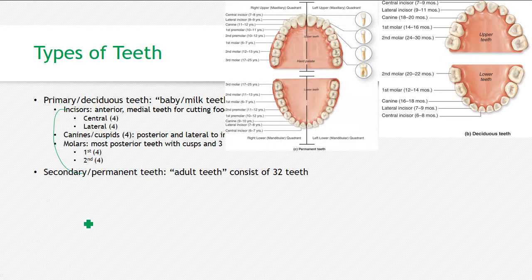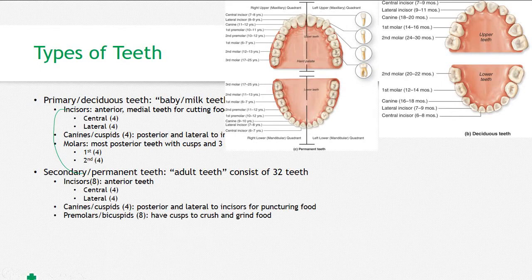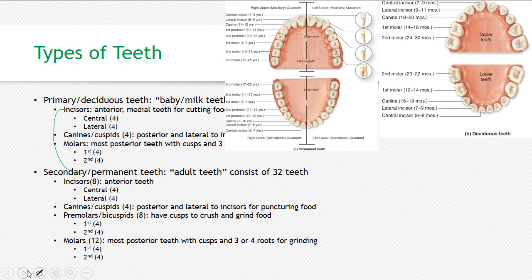Okay, while the secondary or permanent teeth are our adult teeth that will replace the primary teeth. And we have more of them, okay? So some of them stay the same in number, like the incisors and the canines, but you'll notice that we have premolars as an adult, and we have a third molar as an adult, which is our wisdom teeth.